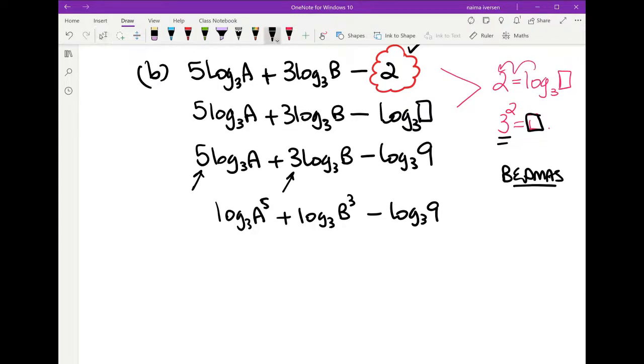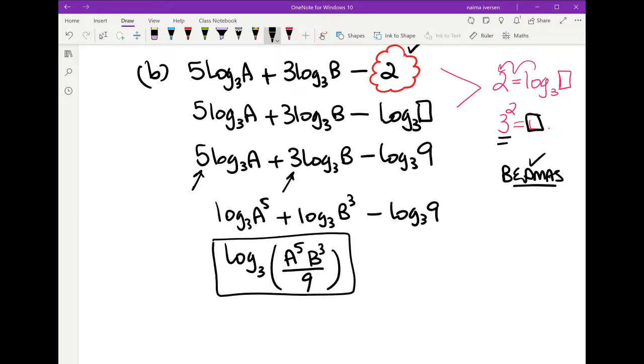And then I deal with my division and multiplication. So I've got log base 3 of a to the 5th times b cubed divided by 9. And that's going to be what your answer looks like. So that's how you can incorporate numbers and stuff into it.